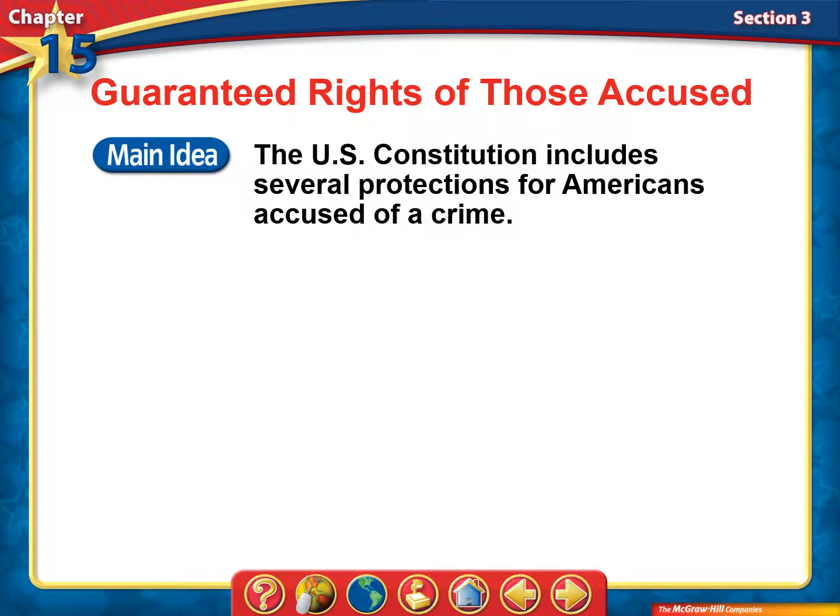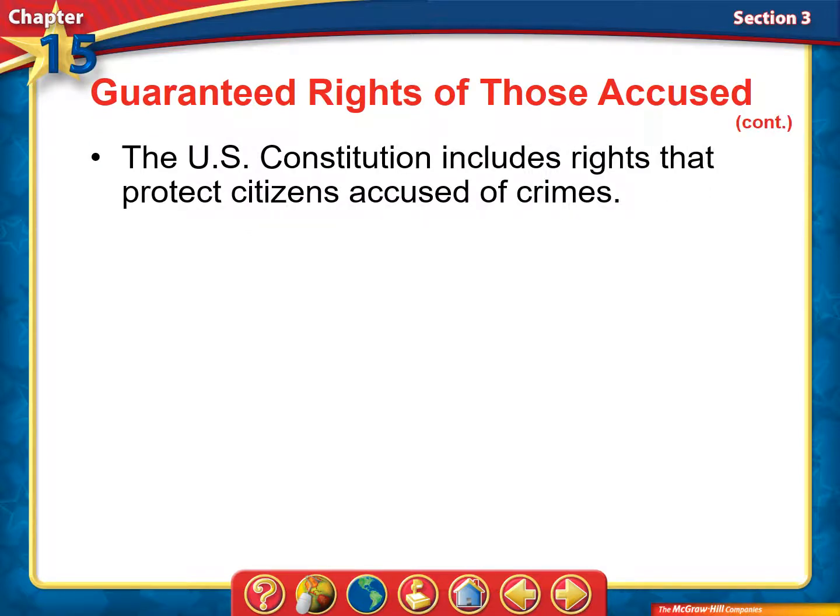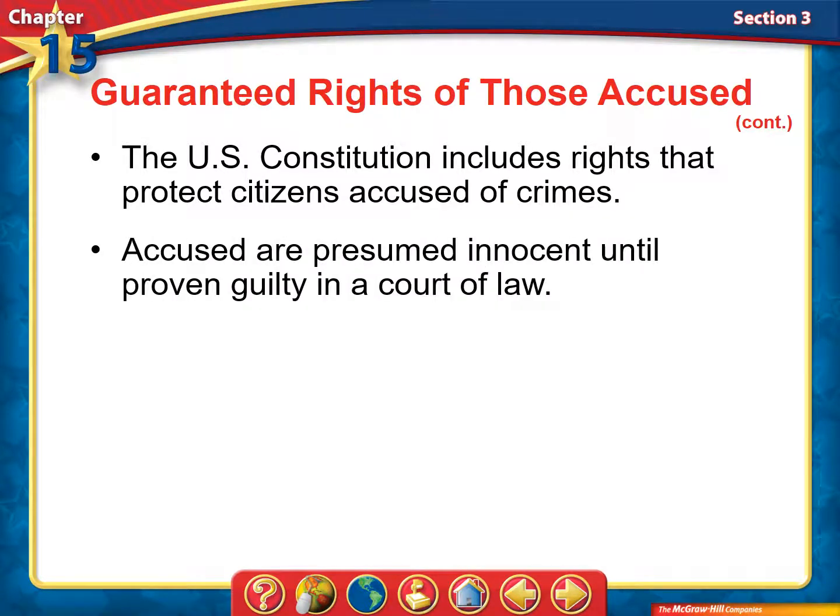Okay, so what are the rights of the accused? If you get in trouble, what can you do? What rights do you have? So, the United States Constitution details many of these rights. For example, if you are accused of a crime, you must, by law, be assumed innocent until you have been proven guilty. Once more, the burden of proof is on the accuser.